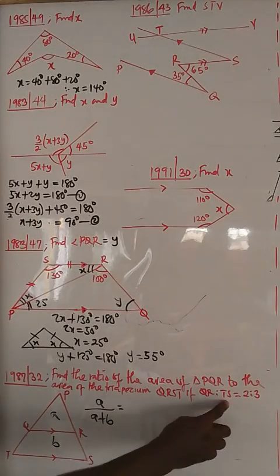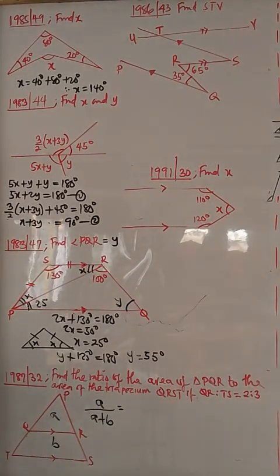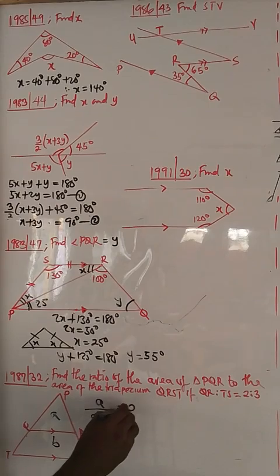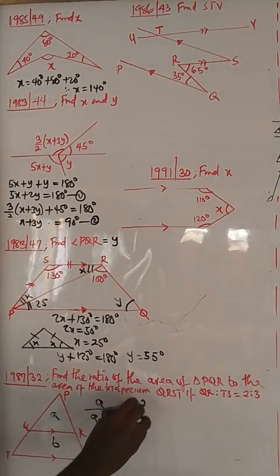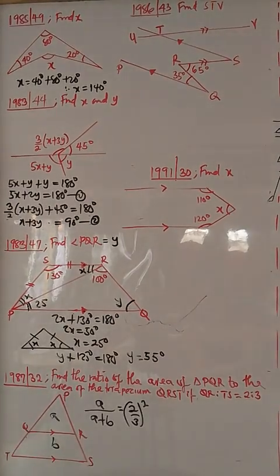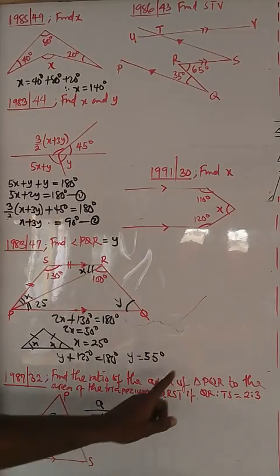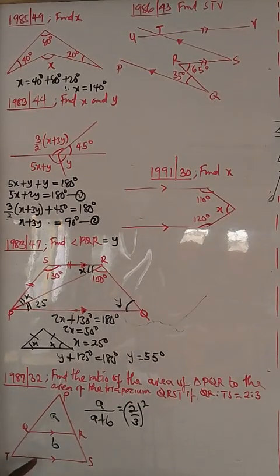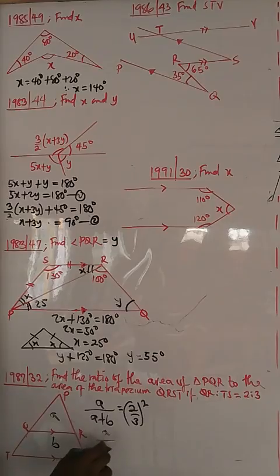now we are told that QR over TS is 2:3. So the area of this small triangle over the area of this big triangle equals the square of QR to TS. So QR to TS is 2/3. Then we square it. Our aim is to get the area of the small triangle, which is A, over the area of the trapezium, which is B. So our aim is to get A over B. And how can we do that? We can continue from here. A over A plus B equals 4/9.